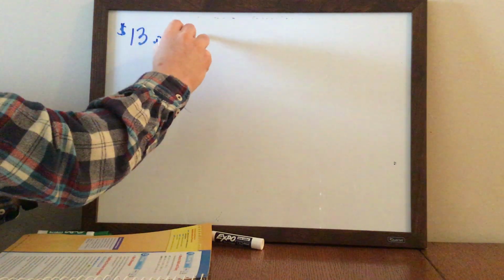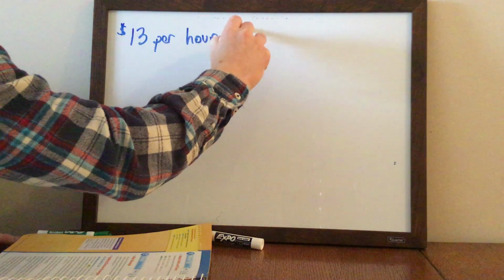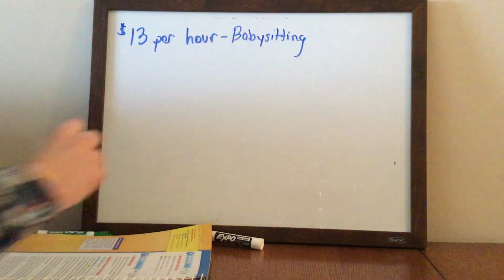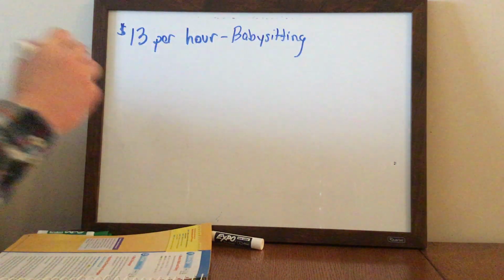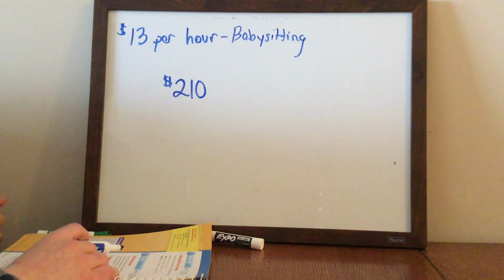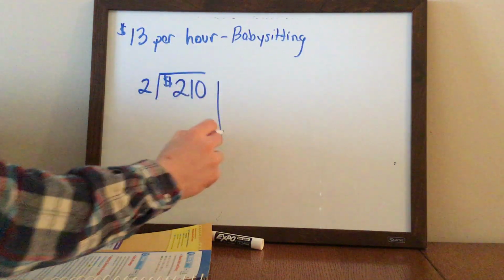Alright, hopefully you have paused the video and had a chance to try it. Just to refresh our memory, they earn $13 per hour babysitting. We need to figure out how much they earn per hour at the summer camp. All right, so they earn $210 together at the summer camp. So when you put their money together, they get $210. We need to figure out how much each girl earns. So we're going to divide that by 2 because there's 2 girls.